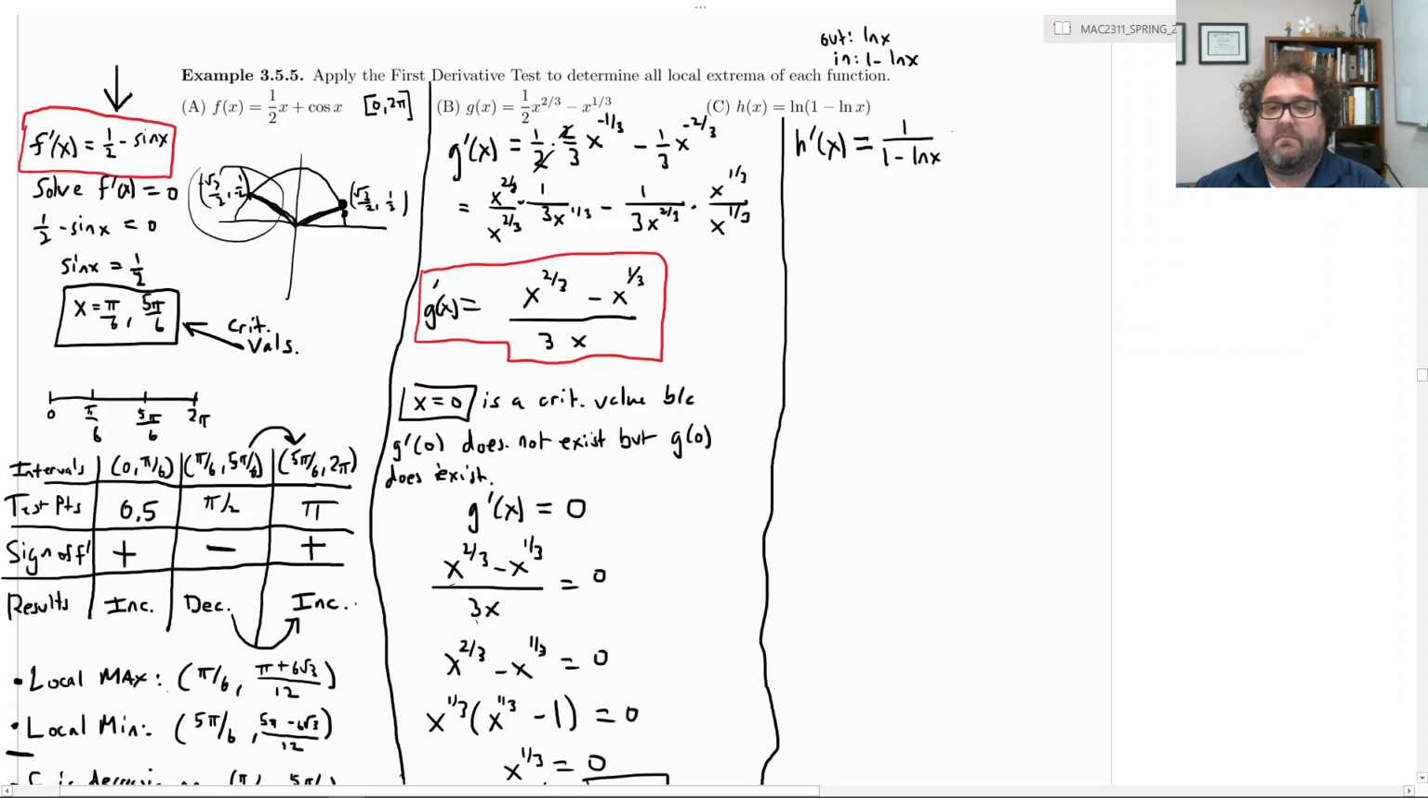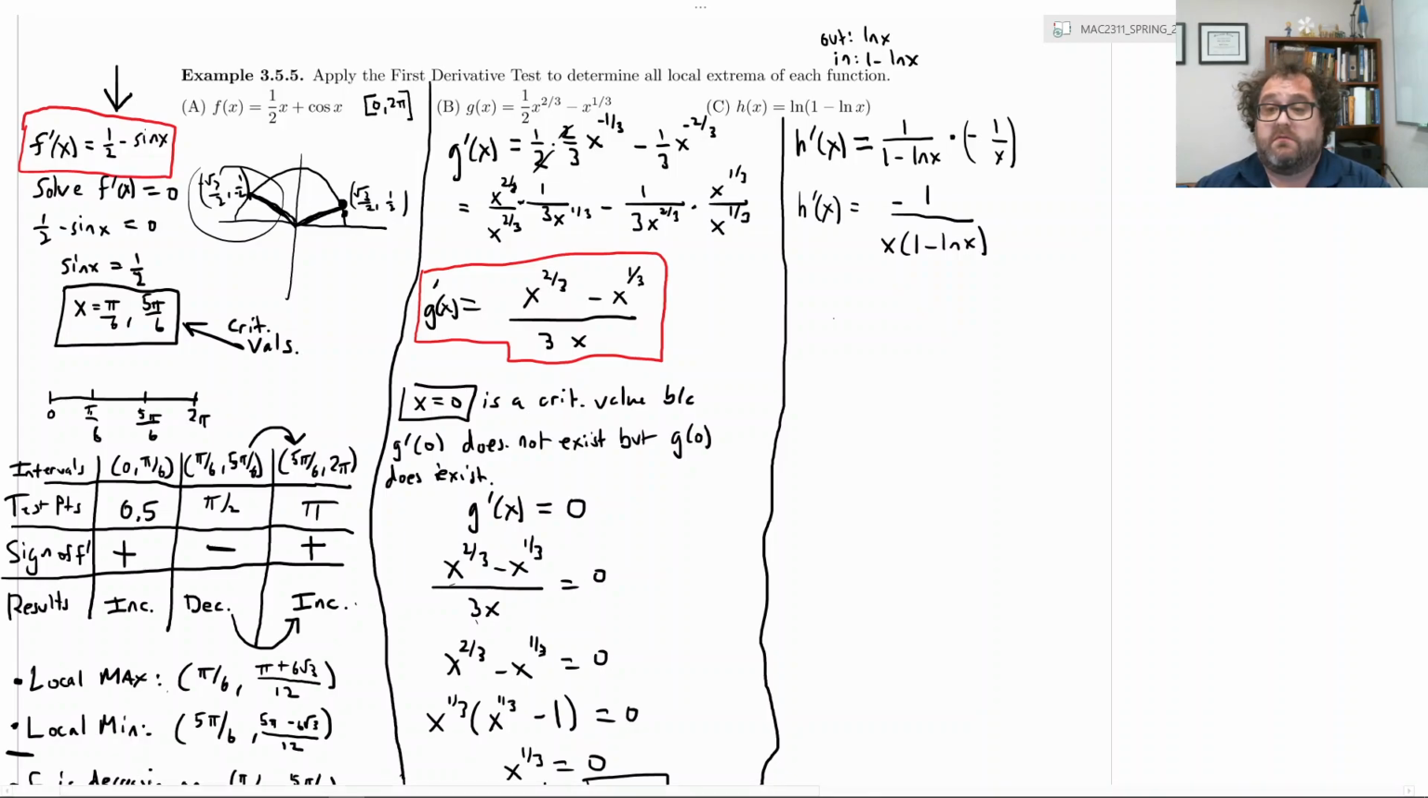We then multiply by the derivative of the inside function. Well, the derivative of the inside function: the derivative of 1 is 0. The derivative of natural log x is negative 1 over x. So if we multiply this out, we get h prime equals negative 1 over x times 1 minus natural log x. Just multiply numerators, multiply denominators. So there's your derivative.